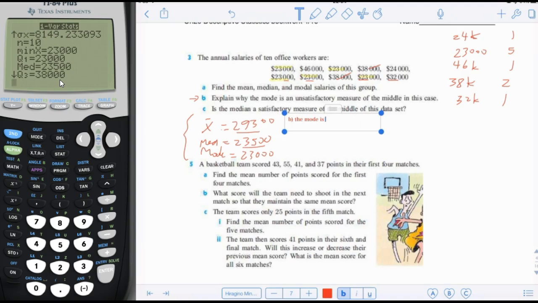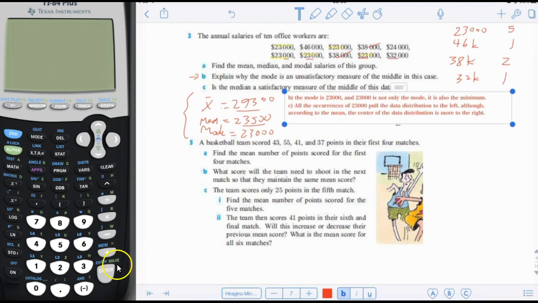The mode is 23,000, and 23,000 is not only the mode, it is also the minimum. So it'd be kind of strange to have a middle value that you'd say is the minimum. Okay. C. Is the median a satisfactory measure of the middle of the data?